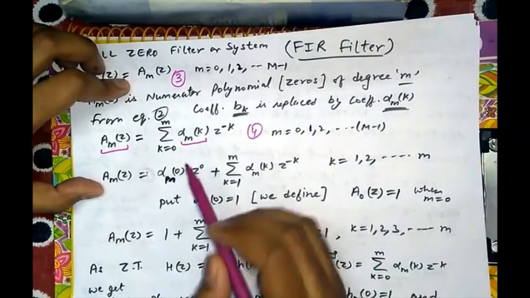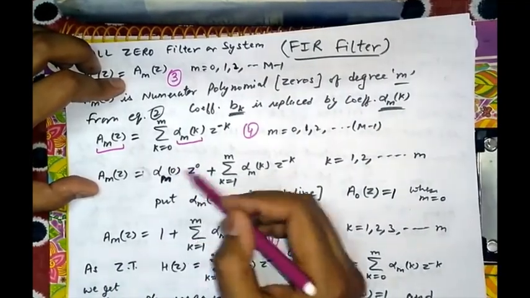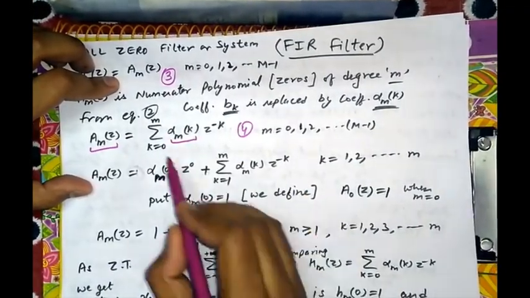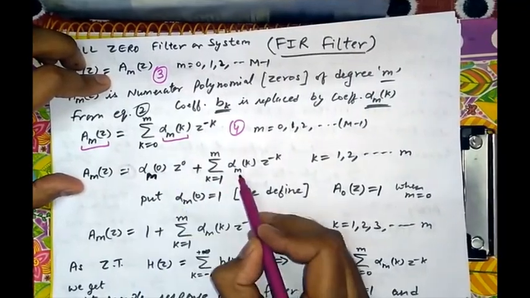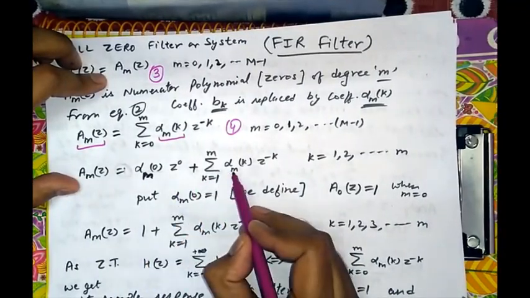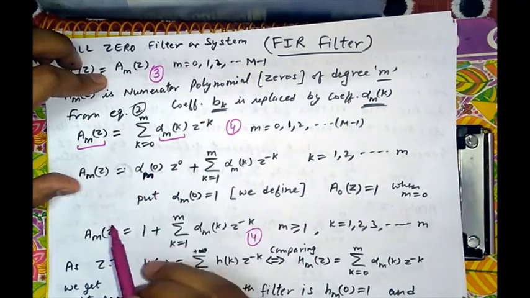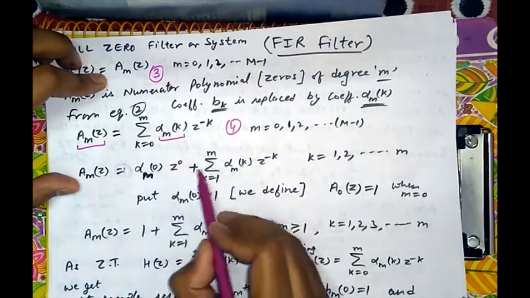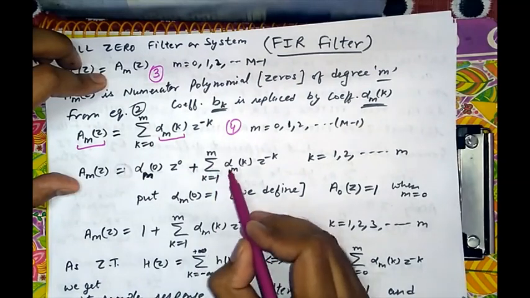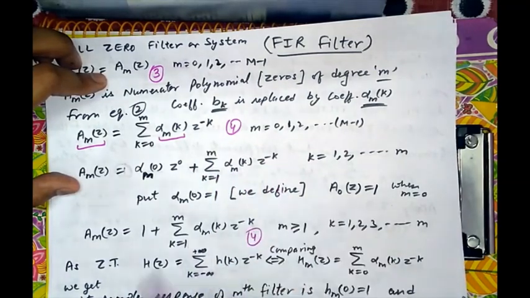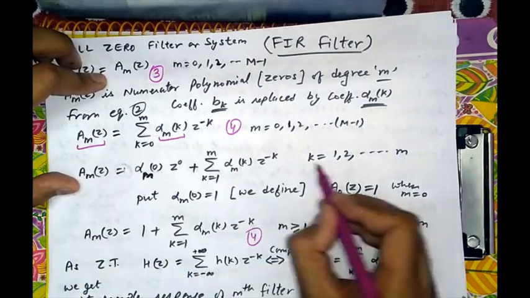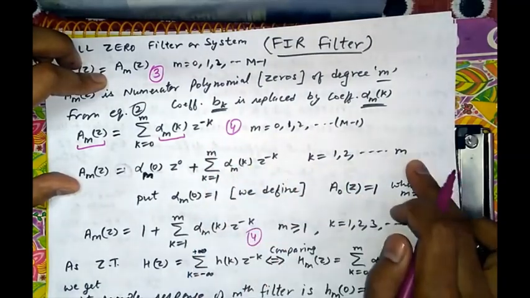Now further we can solve for k equal to 0. Suppose we put k equal to 0, then it will become alpha_m(0) at k equal to 0 and z raised to power 0, plus the summation k equal to 1 to m of alpha_m(k) z raised to power minus k.